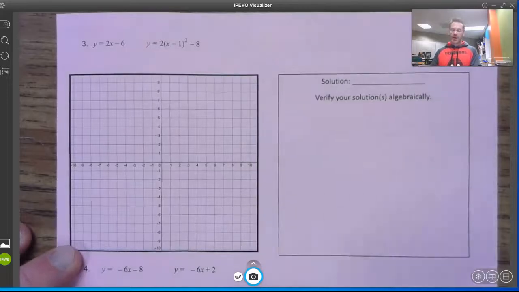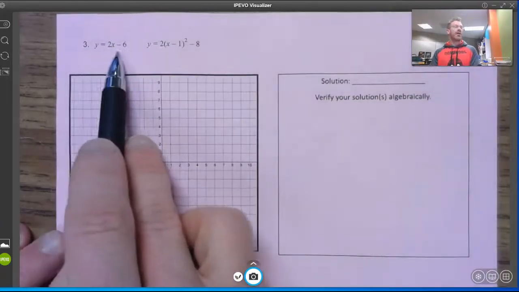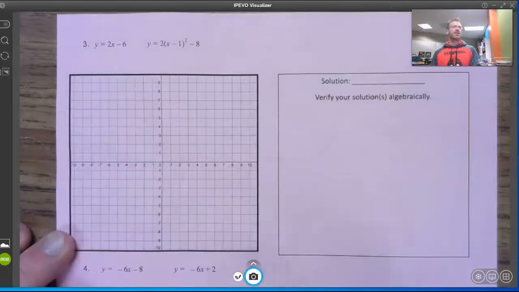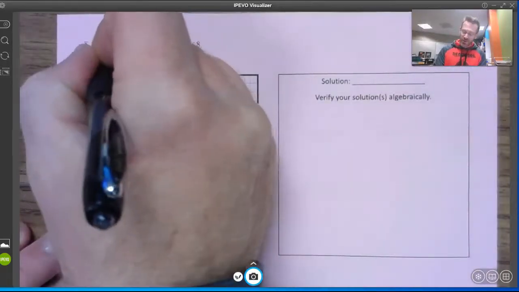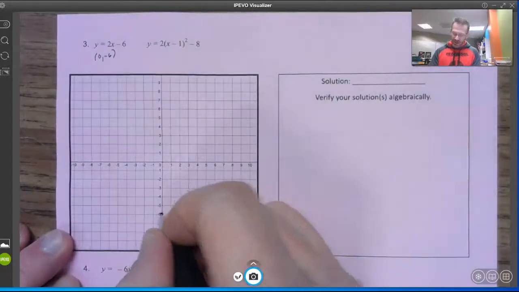Now, once again, same process. First thing, identify the type of function you have. So when I look at this, there are no exponents, there are no bars. This is a linear function. So my starting point for this linear function would be 0, negative 6. So I'm going to start at 0, negative 6 right down here.